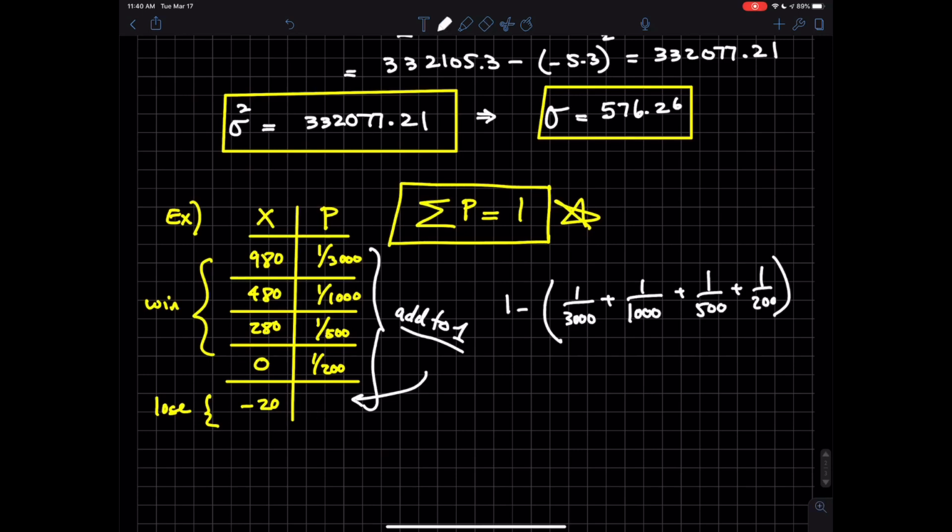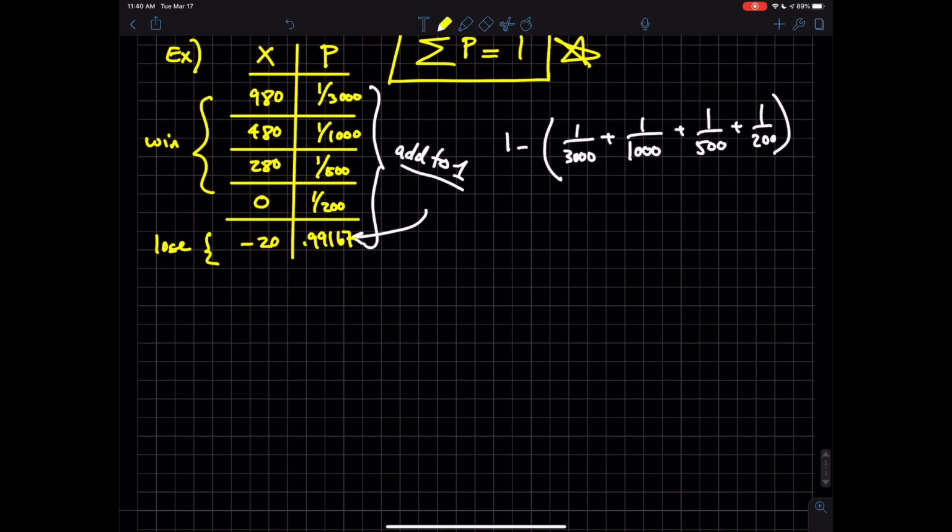That missing probability, which I've calculated and is on your PowerPoint, using 5 decimal places, will be 0.99167. I'm not going to write the fraction version of it because we're not expected here to find common denominators with such ugly fractions. Okie dokie. So now we're ready to calculate the variance, the expected value, and the standard deviation.